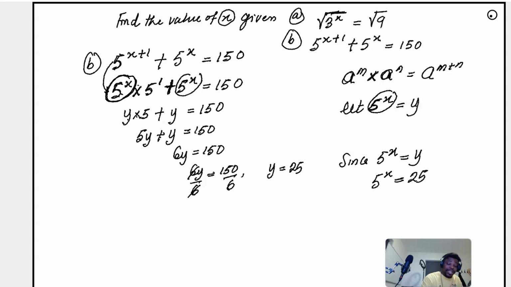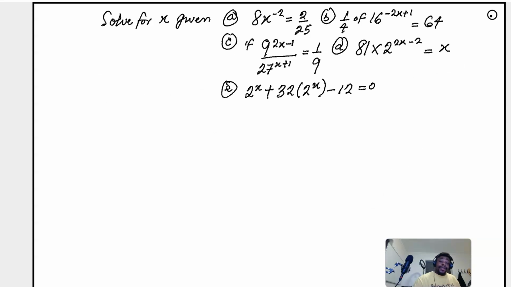So this is an exponential equation. You can see, this is 5 raised to x is equal to 5 raised to 2, because 25 is the same thing as what? 5 multiplying itself twice. So the base on the left hand side is equal to the base on the right hand side. So the power is equal. So therefore x is equal to 2.